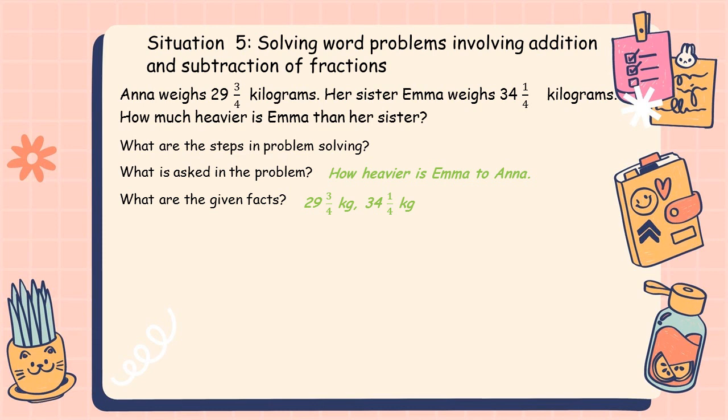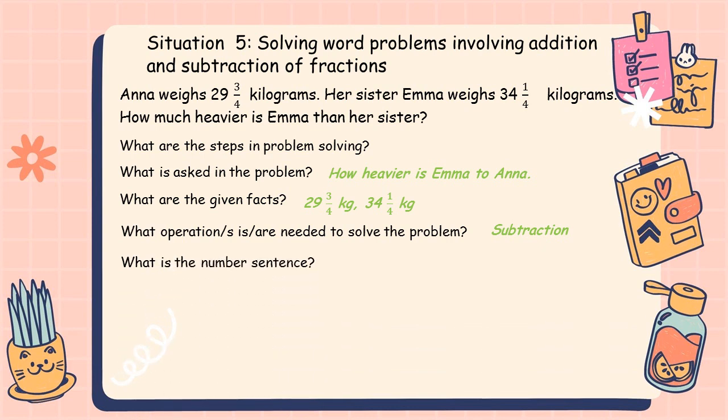Okay? Next, what operations are needed to solve the problem? For this problem, the operation that is asked to do is to subtract. Yes, we are going to find how much heavier Emma is than Anna. And then what is the number sentence? The number sentence for this problem is 34 and 1/4 minus 29 and 3/4 equals n, or unknown. We have to put here first the letter n, which is unknown. And then go for the solution.